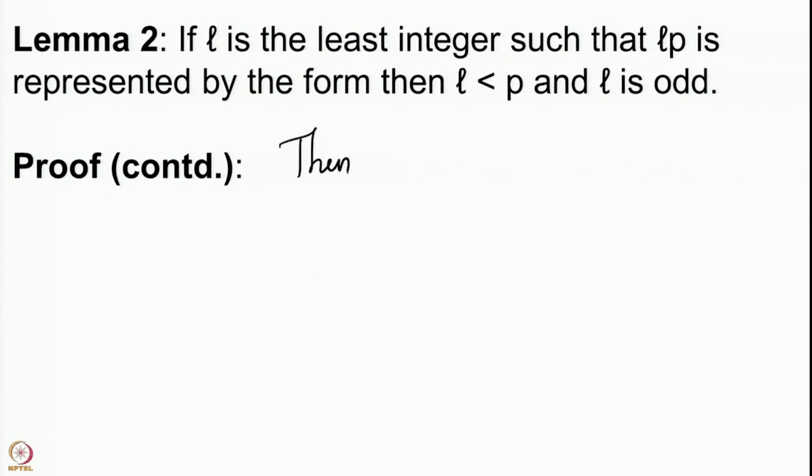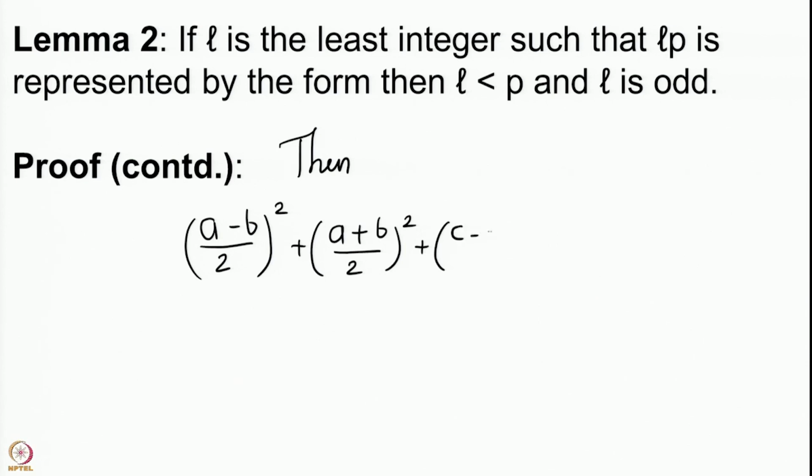Then (A minus B by 2) square plus (A plus B by 2) square plus (C minus D by 2) square plus (C plus D by 2) square. Remember that A and B are of the same parity, either both are odd or both are even, and therefore their difference and their sum are both even numbers. So, these 4 numbers are all integers.